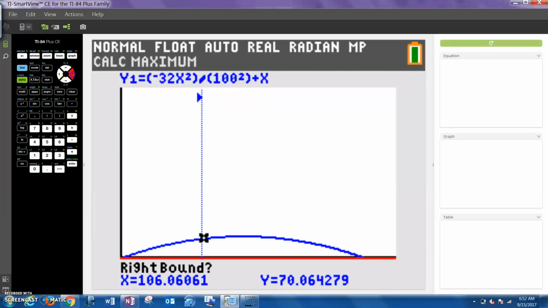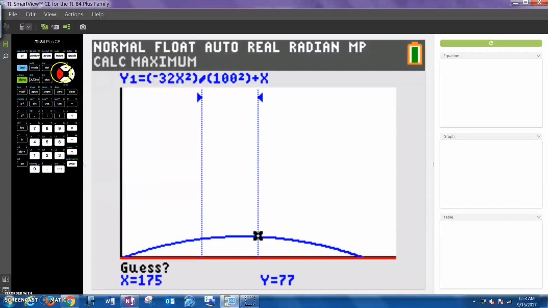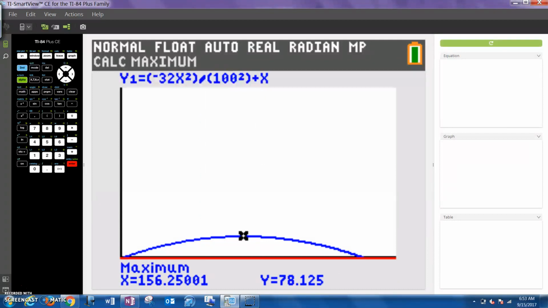Okay, so there's the left bound. It went a little too far, but that's okay. You just have to get the right bound then. I have to go a little bit further. Enter, and then the middle. So what you get is, okay, there it goes. 156.25 and 78.125.